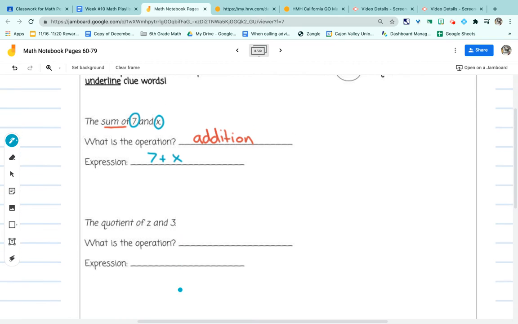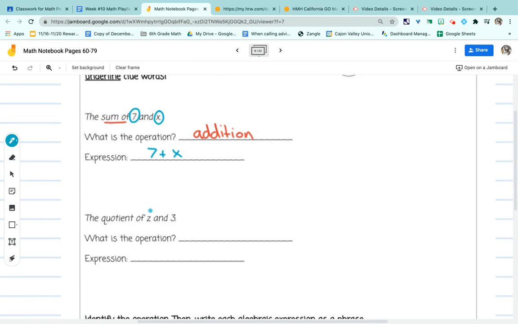It says the quotient of z and 3. All right, so I'm going to circle the quantities, which is the variable z and the constant 3, and then I'm going to underline the clue word quotient. Now, if you look on page 63, quotient means the operation division. And this is where we have to be careful. I cannot divide in any order I want. I got to do it exactly like it says here.